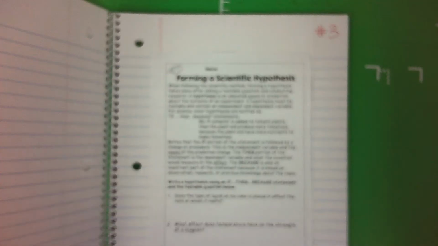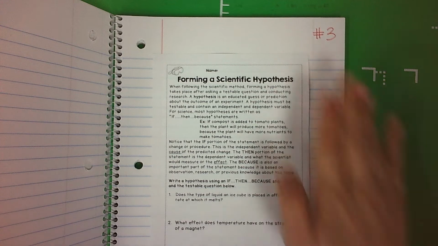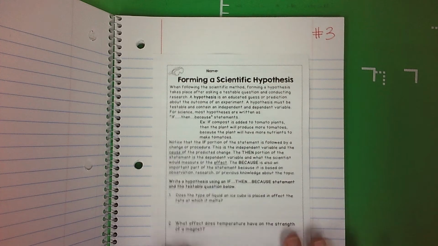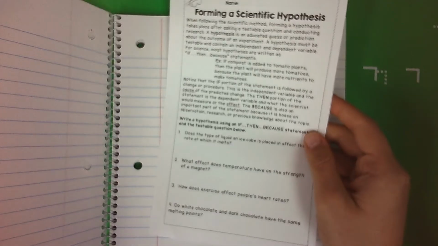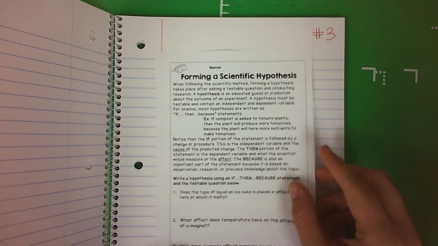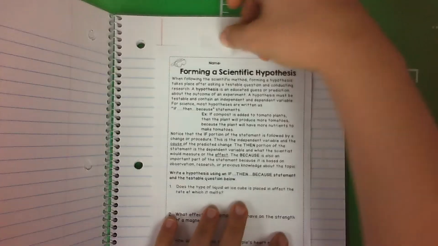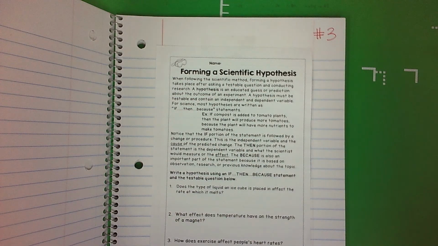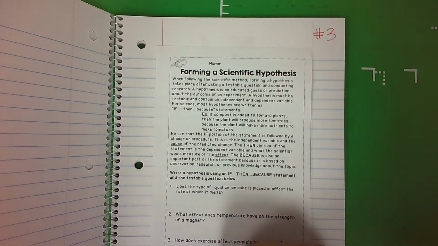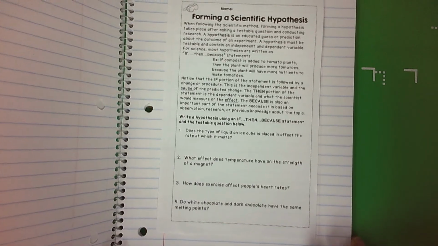Okay, so for assignment number 3, you should have this paper that says forming a scientific hypothesis. So we're going to secure it in our notebook. I am going to tape mine. You can glue yours. Alright, so now let's look at this assignment.